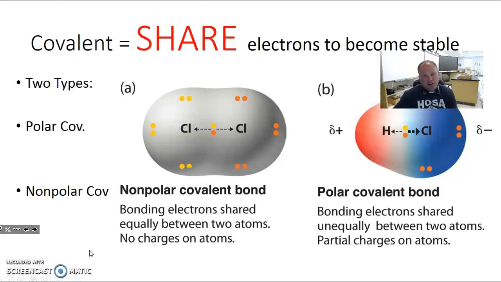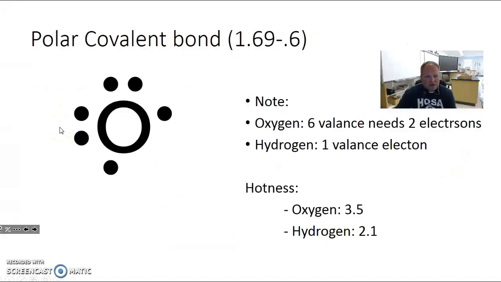Unfortunately, you can't steal them all the time. Sometimes you are forced to share. And if you have to share electrons, they're called covalent. So let's talk about covalent bonds really quick. There are 2 types of covalent bonds. There's polar and there's nonpolar. So let's start with polar first.